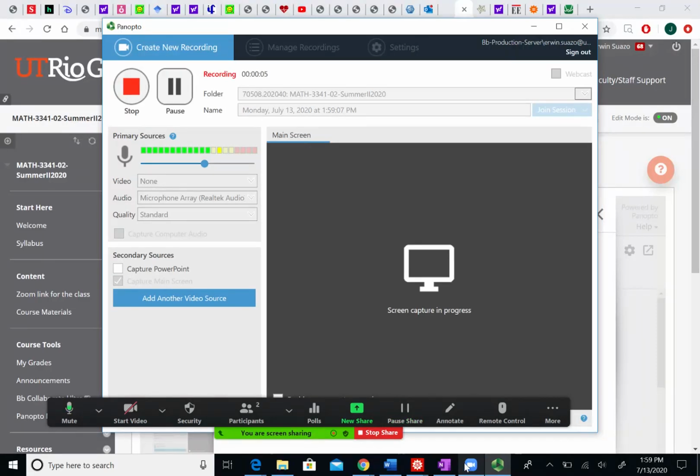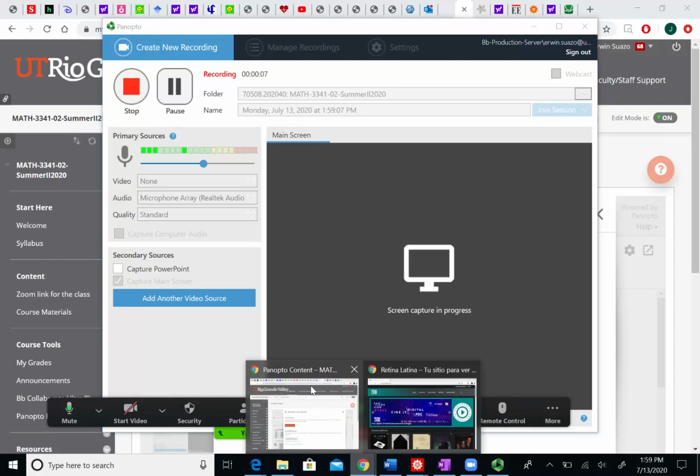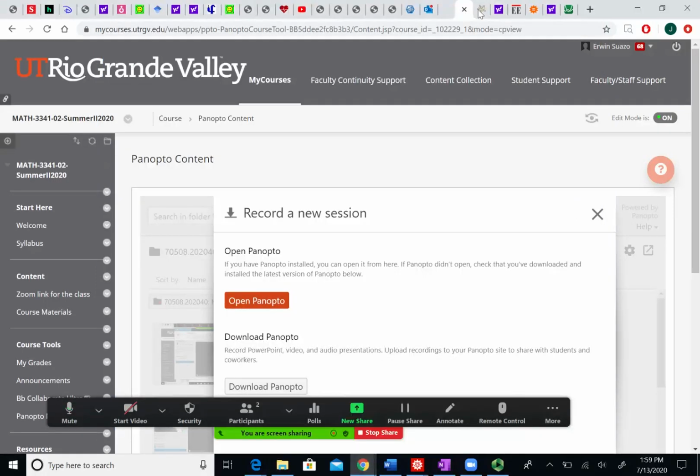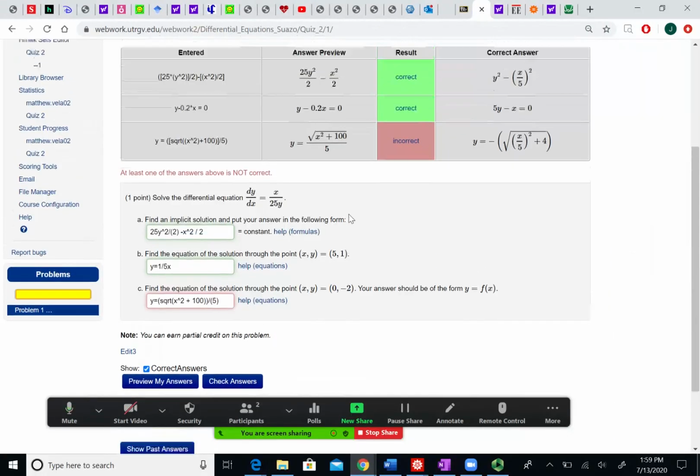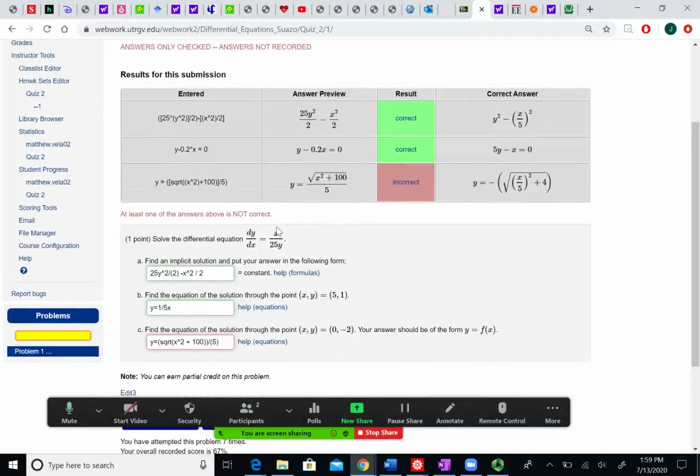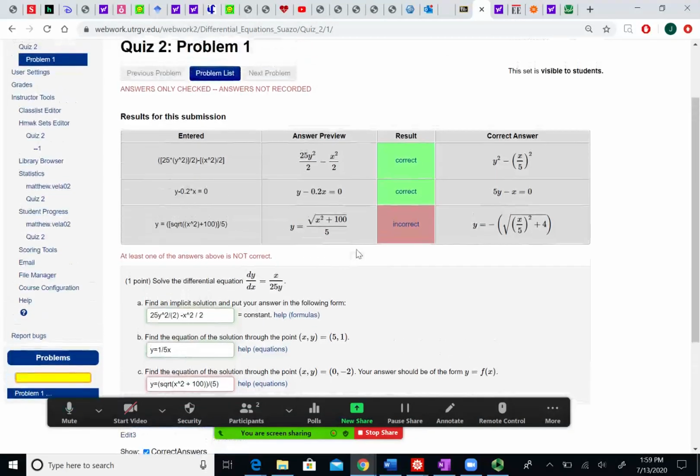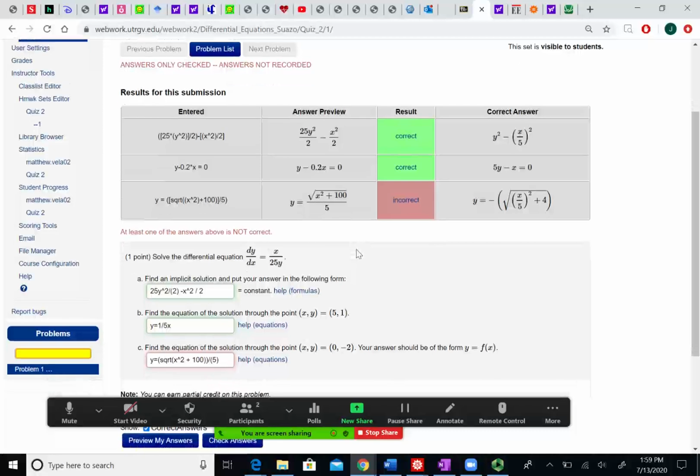Okay, guys, we're gonna solve this problem that Matthew is asking. So he solved correctly. This is one quiz, okay? He solved correctly this problem. So you need to solve this differential equation by separation of variables. So he already solved it, so we're gonna skip that first part.